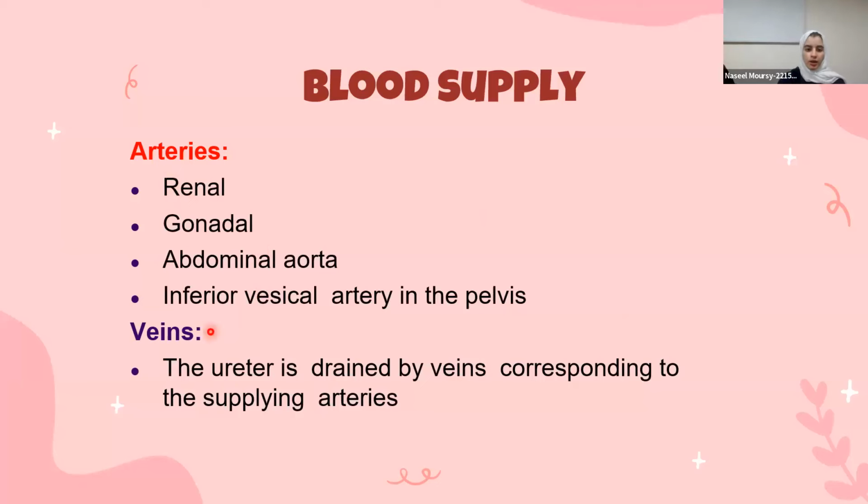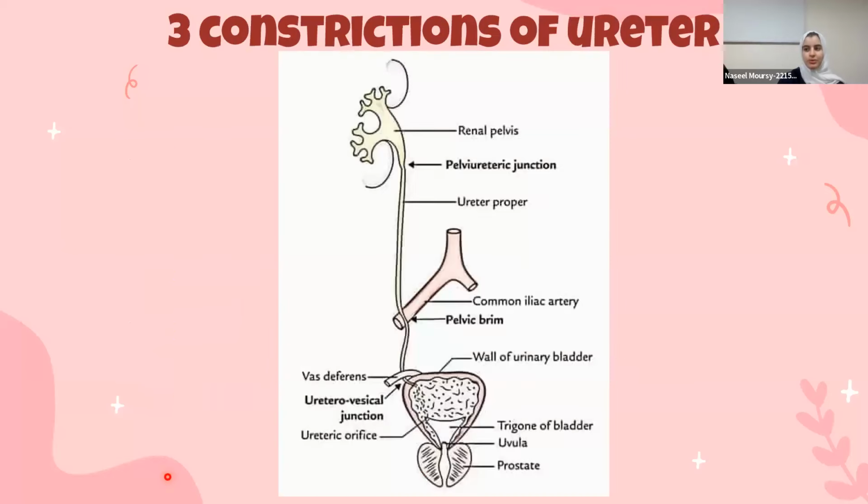Now for veins, your safe answer is to say it's drained by the corresponding veins. Basically, when I say renal artery, you have a renal vein. That vein corresponds to the renal artery, meaning that they run together. So this is the blood supply. It's a very short section. However, this next part is important.